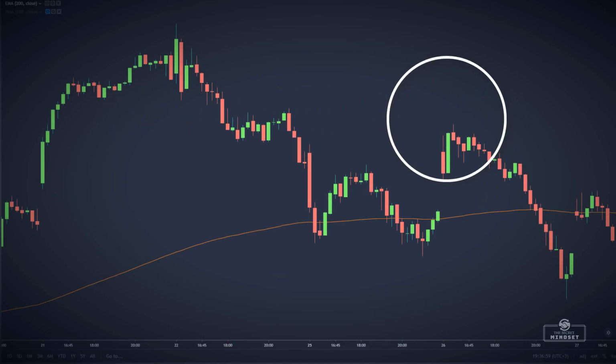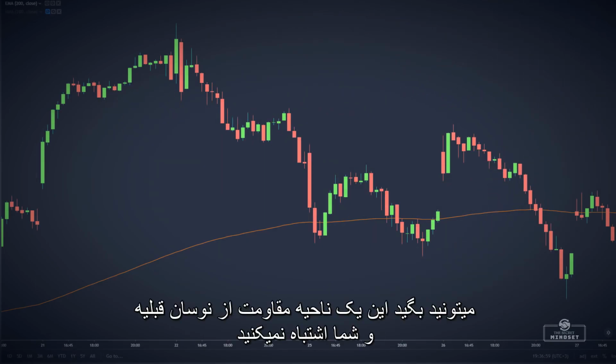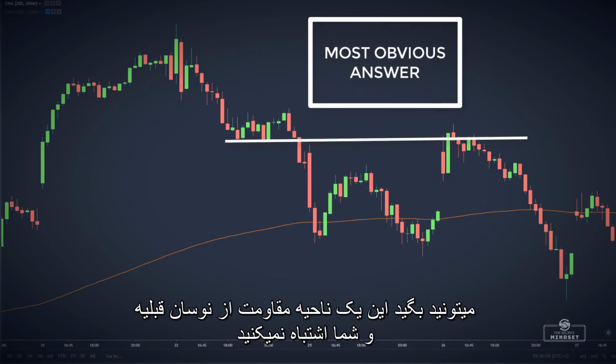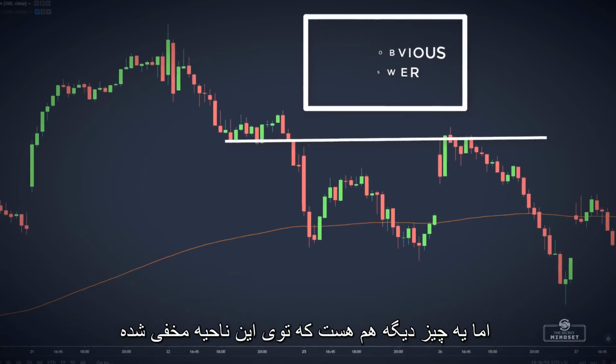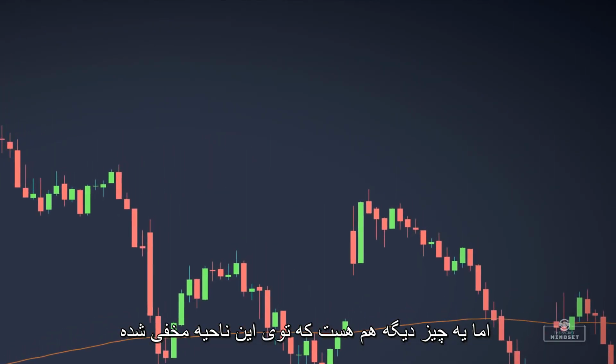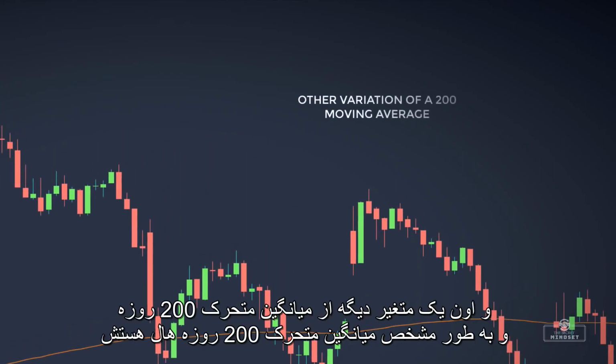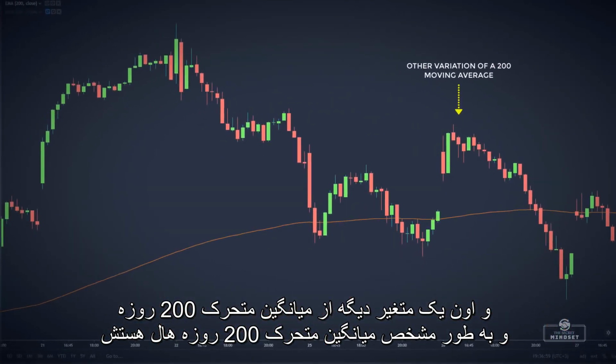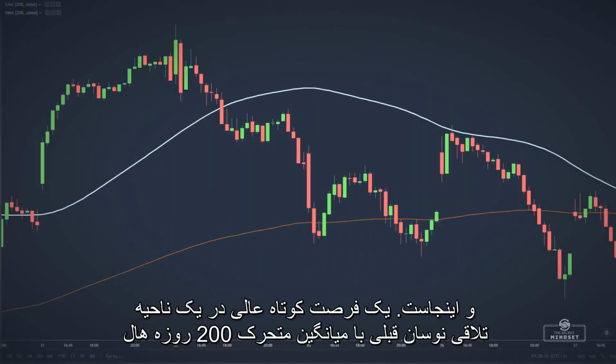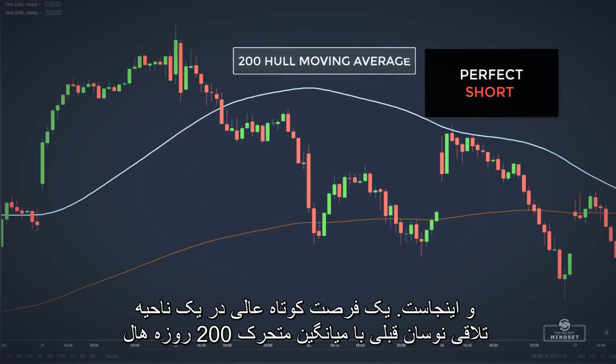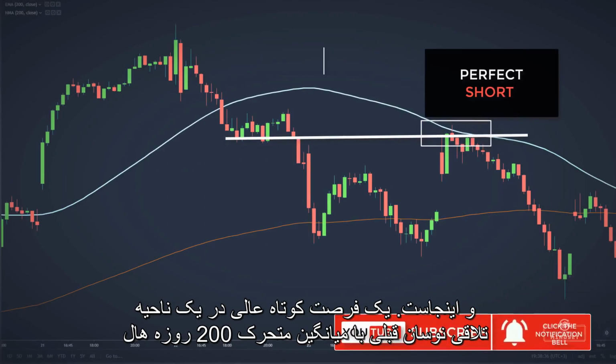You could say that this is an area of resistance from the previous swing, and you would not be wrong. But there is also something else hiding around that area, and that's another variation of a 200 moving average, and more specifically the 200 Hull moving average. And here it is, a perfect short opportunity at an area of confluence with the previous swing and the 200 Hull moving average.